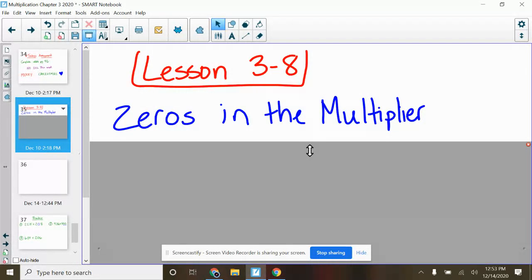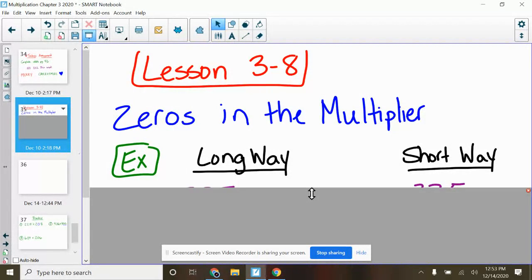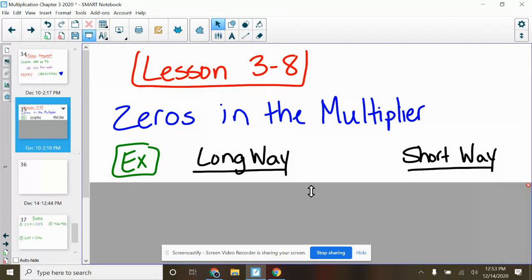So I'm going to give you two different ways to solve a problem. I'm going to do what's called a long way, and then there's also going to be a short way. So you're going to determine which way you're most comfortable in solving. The long way is what it is. It's going to take a little bit longer for you to get to the answer. But the answer is what we're searching for.